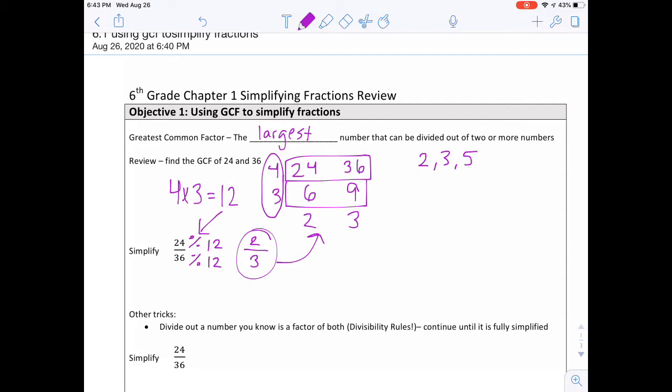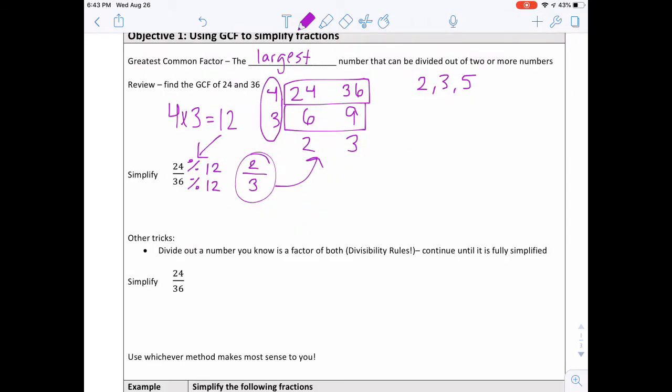Now, chances are this is not how you learned how to simplify a fraction. That's okay. Let's talk about some of those other tricks. You could divide out a number you know is a factor of both. Remember those divisibility rules. You know you can divide out a 2 if it's even. You can divide out a 3 if you find the sum, and you can divide a 3 out of the sum. And you can divide out a 5 if it ends in a 0 or 5. You continue until it's fully simplified.